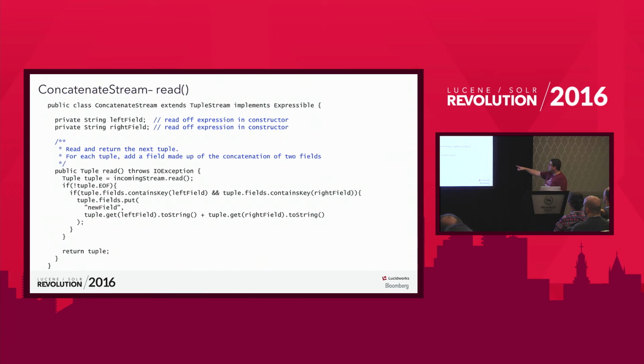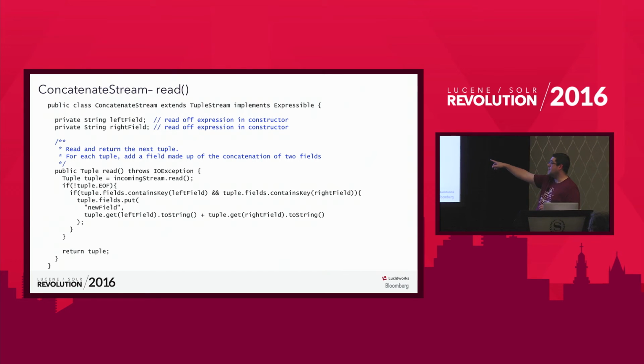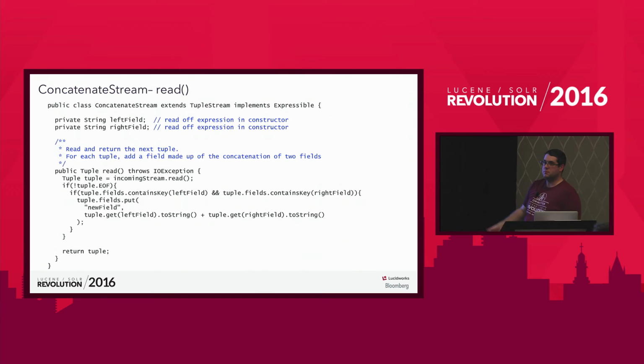In here, we're taking two fields, left and right field, and whatever the value is, we're just concatenating those together, and then we add that to the tuple as a new field. It's relatively simple. You just read the incoming tuple, make sure it's not the last one, make sure it contains the fields you're going to pull the values out of, and then we just concatenate them together. It's a relatively trivial example.